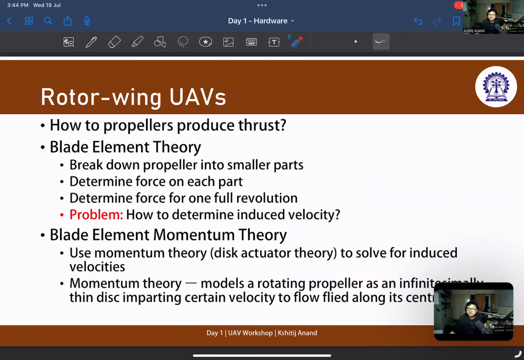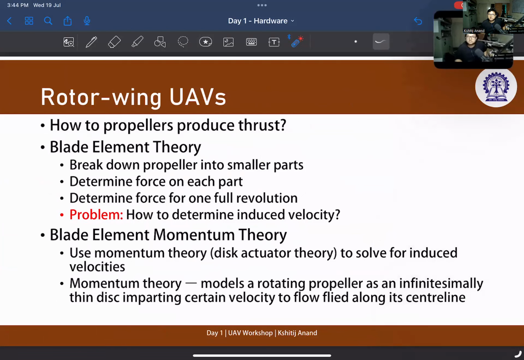Moving forward, rotor wing UAVs basically use spinning propellers to produce thrust, right? If you want to understand this in detail, I have not taken up this theoretical part because it's not our focus. However, if you are a junior student or someone who wants to start foraying into aerodynamics and understand really how propellers work, you need to understand these three theories really nicely.